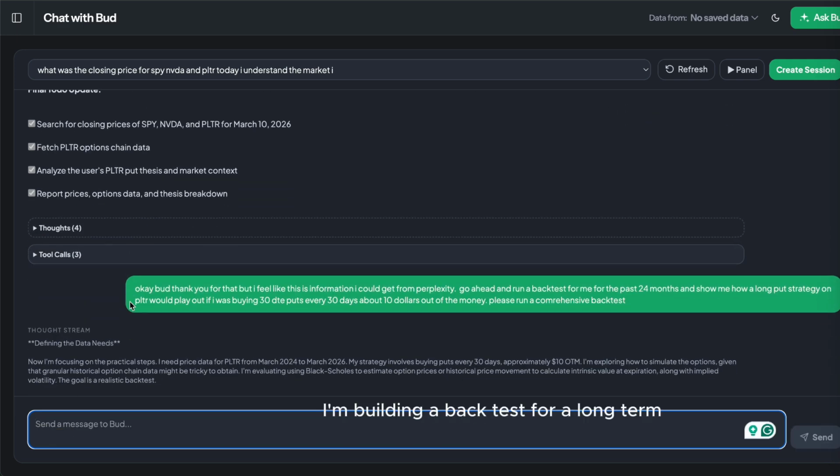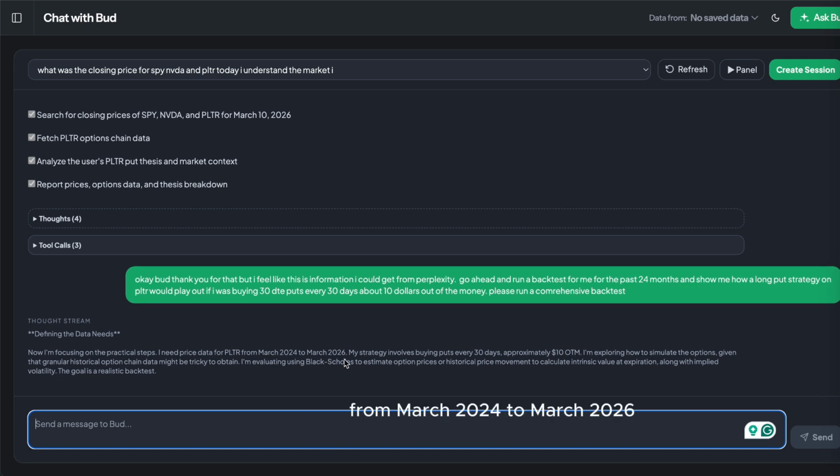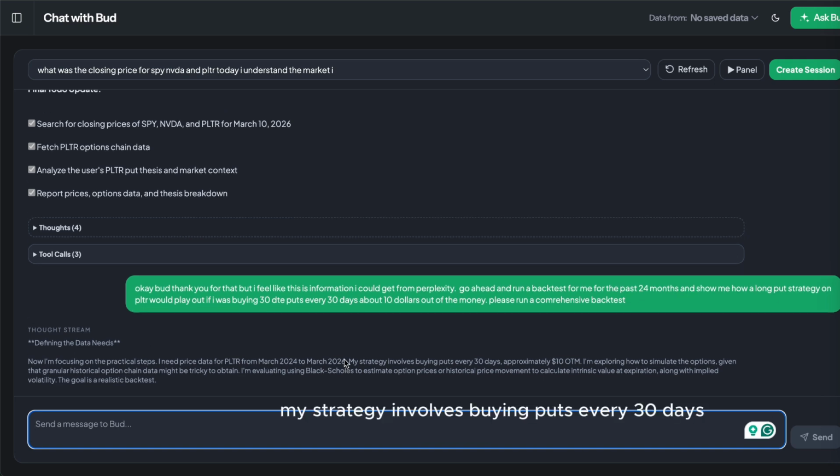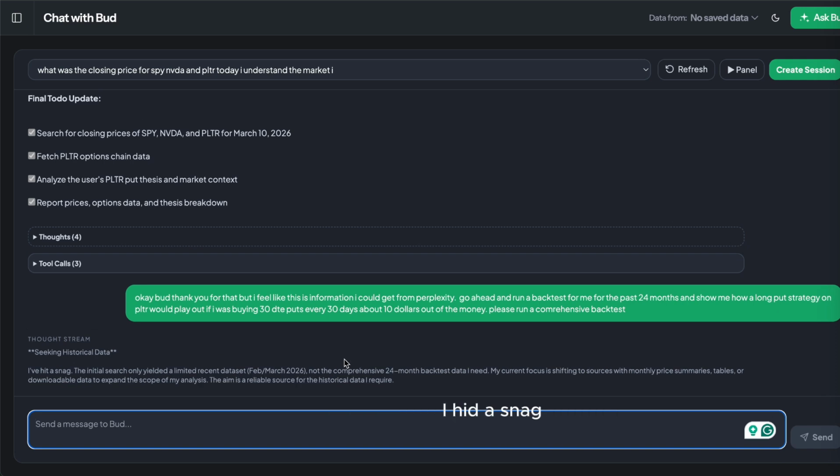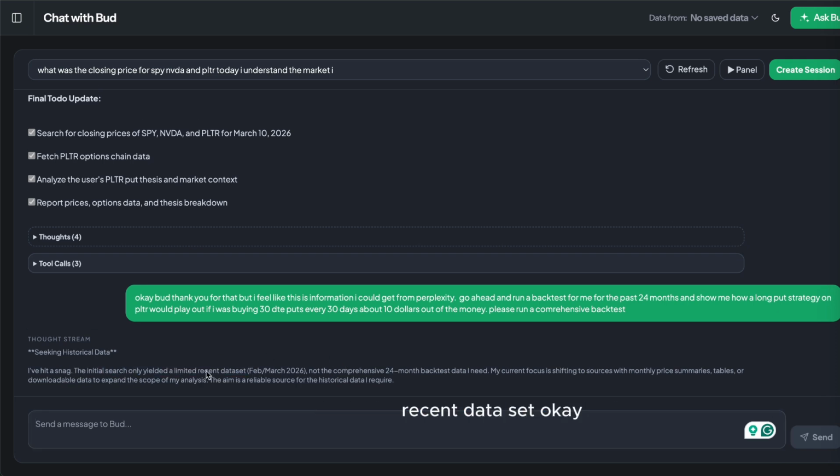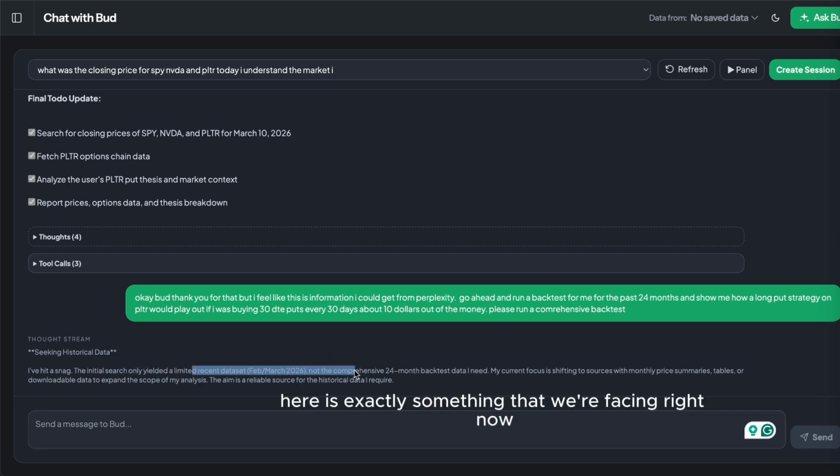Okay, I'm building a back test for the long term. Let's see. I need price data for PLTR from March 2024 to March 2026. My strategy involves buying puts every 30 days, approximately $10 out of the money. I hit a snag. The initial search only yielded a limited recent data set. Okay, you see, this right here is exactly something that we're facing right now with the agent, because we have limited data feeds. Limited data is quite expensive in the market.